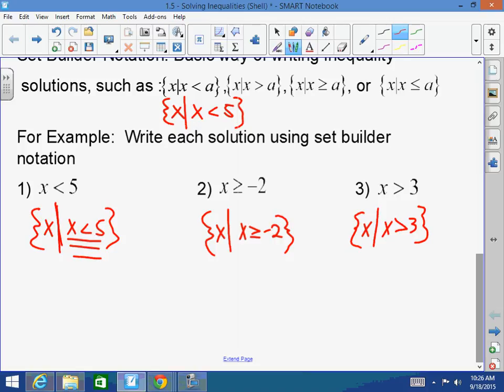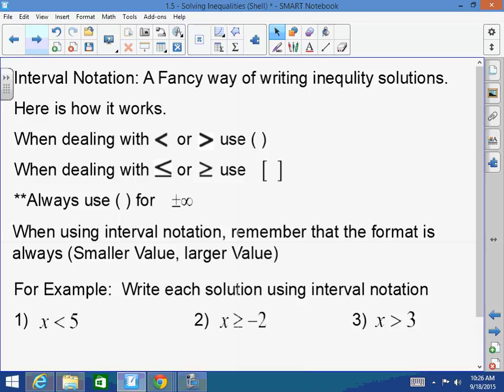Set builder is pretty simple. We will no longer be using set builder in our future here as Algebra 2 students. You will see it from time to time, but what we really need to learn today is called interval notation. Interval notation is a fancy way of writing inequality solutions.